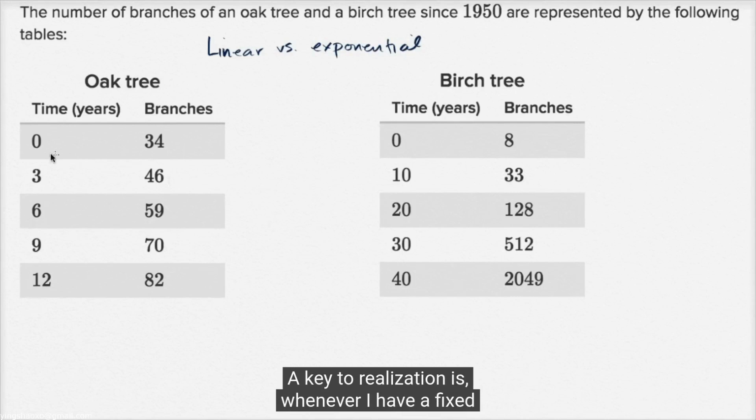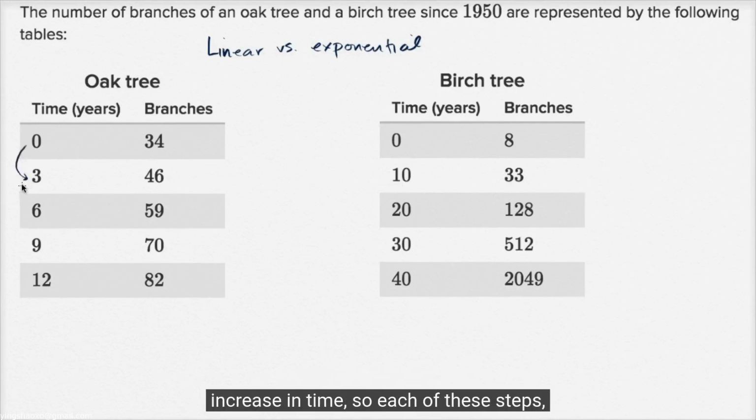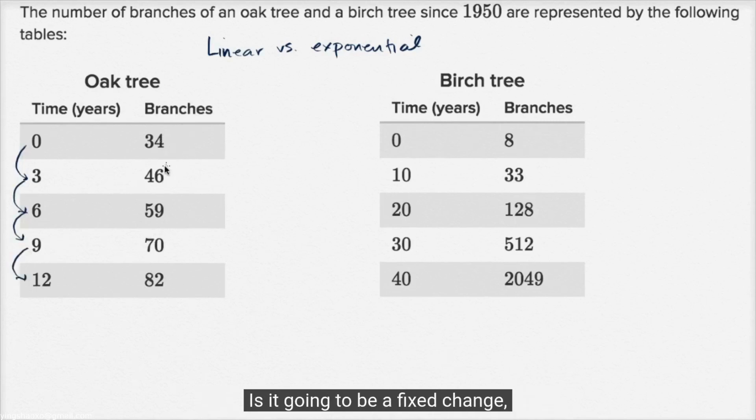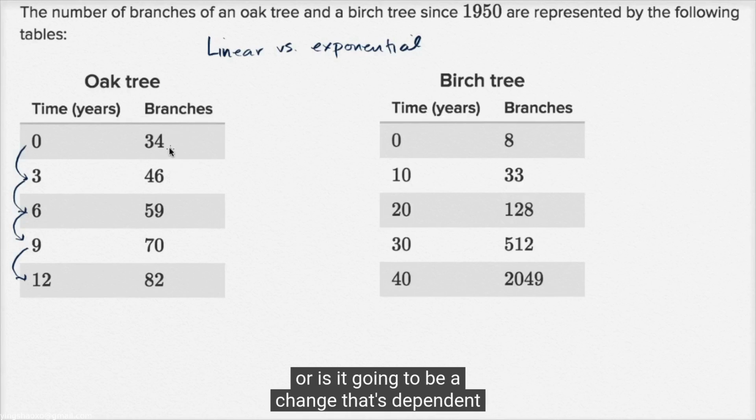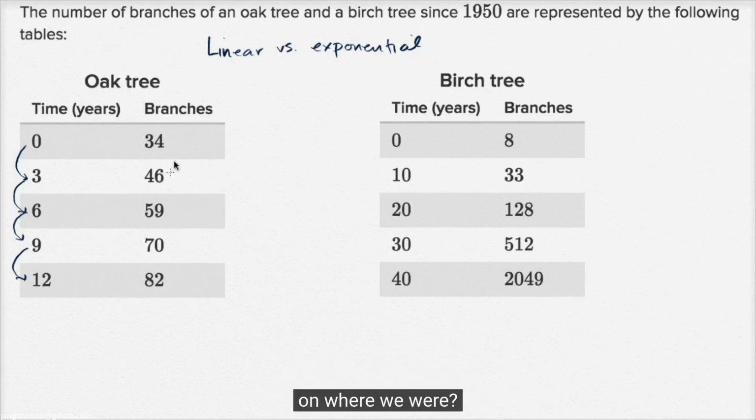And the key realization is whenever I have a fixed increase in time, so each of these steps is plus 3 years, so it's a fixed increase in time, what happens to my number of branches? Is it going to be a fixed change, or roughly a fixed change, in which case a linear model might be good? Or is it going to be a change that's dependent on where we were?